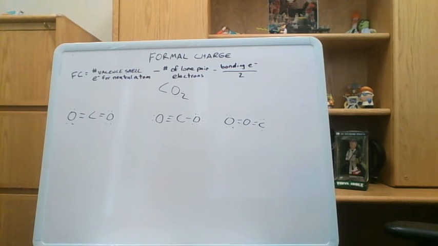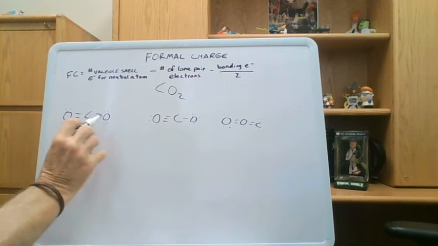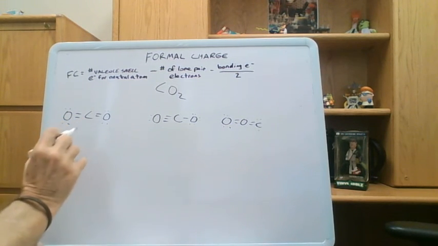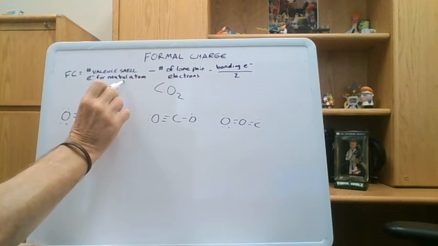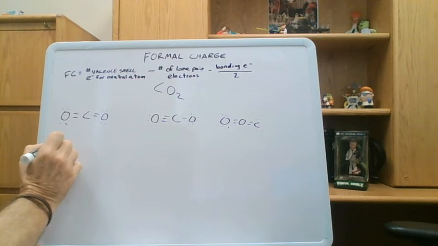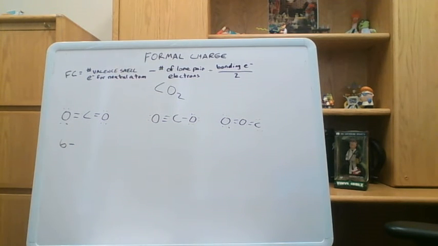If we can't find one where they're all zeros, then the smallest non-zero formal charges are preferred, and then adjacent formal charges that are 0 or of opposite sign are preferred, and then we move on from there. So let's look at the formal charges on these three atoms in this molecule. We take the number of valence shell electrons for the neutral atom. Oxygen is in group 6, so it would normally have 6 valence electrons around it.